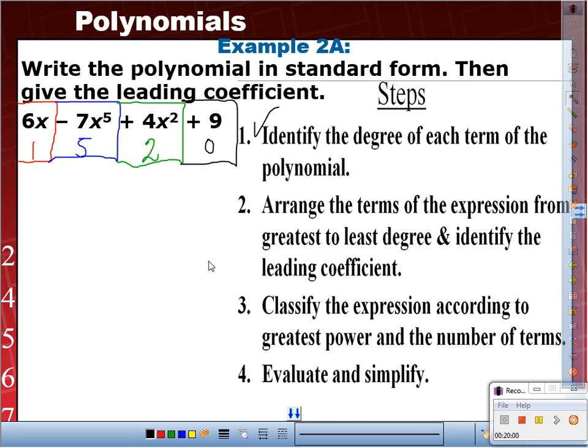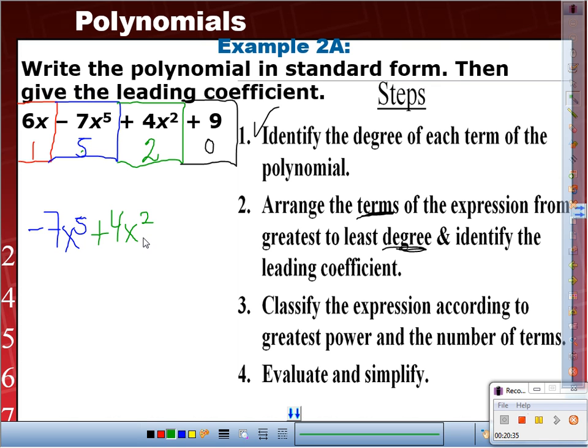Okay. Step 2, though, it says arrange the terms. What does that mean? Arrange the parts of the expression, okay, from greatest to least degree. Do we have the degrees? Yes. Okay, so let me do that first. Everybody look up, please. Look at it. Which is the greatest degree? 5. So I'm going to write this term first. Negative 7x to the 5th. What would be my next term? This one. So I write plus 4x squared because we're going in descending order from 5 to 2.